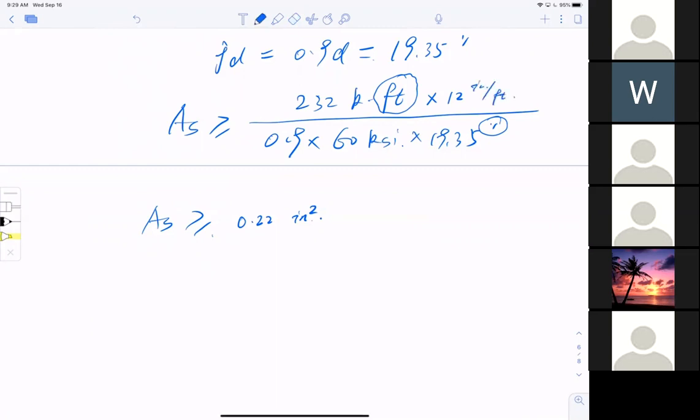Okay, let's try it again. So 232 multiplied by 12, divided by 0.9 times 60 ksi times 19.35. So 2.66. 2.66, right? Yes. Let me check with my answer here. Yes.